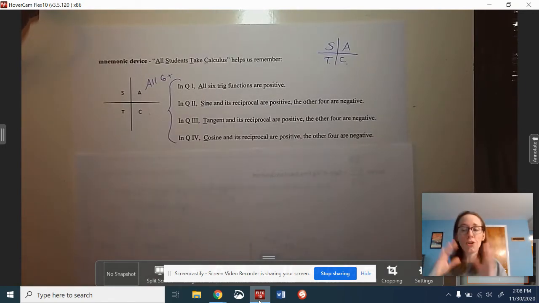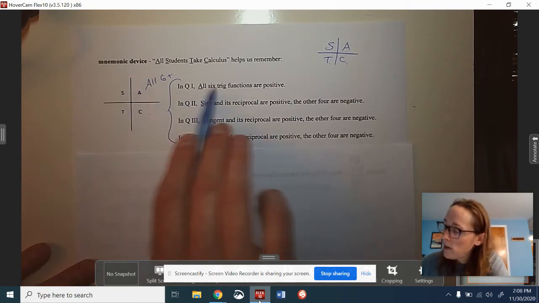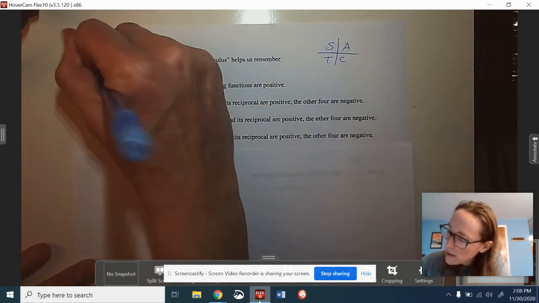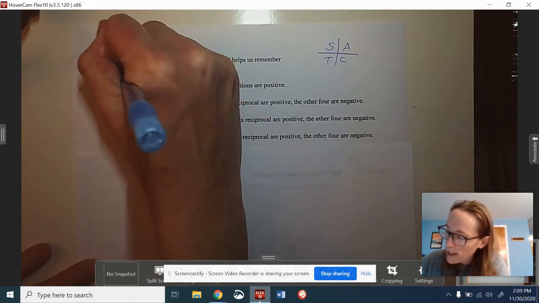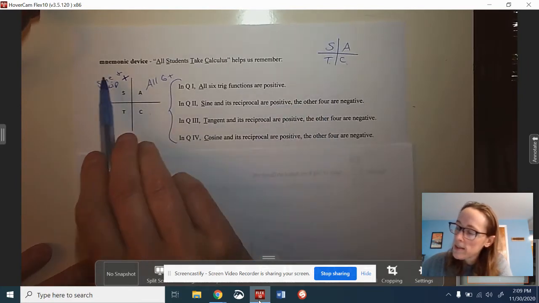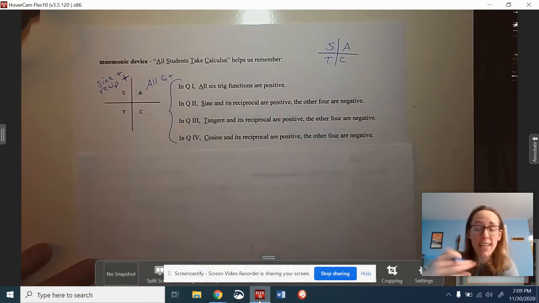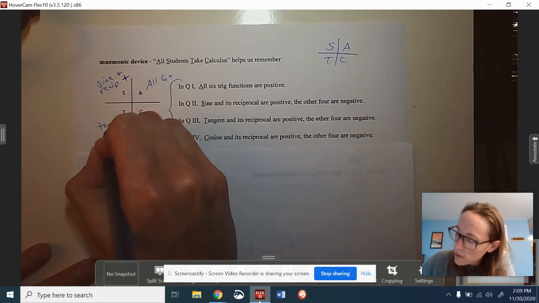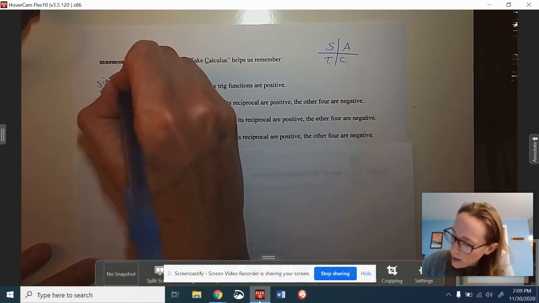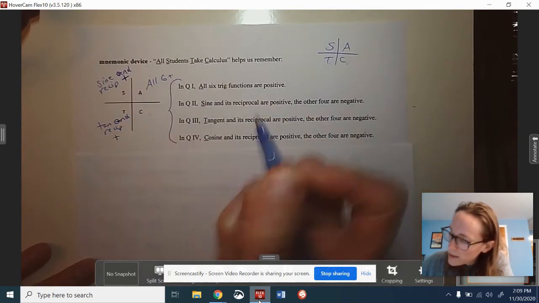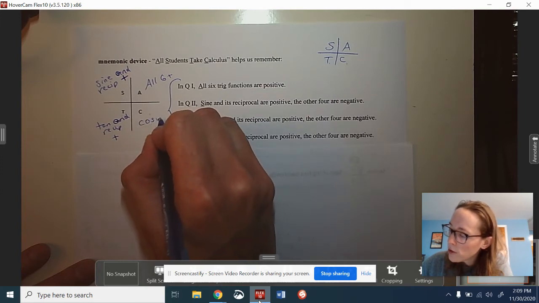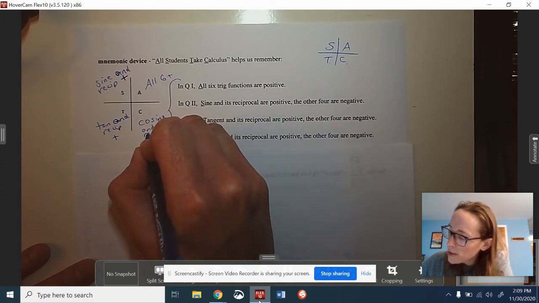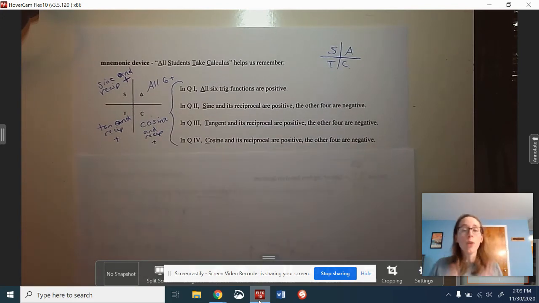Okay, so if you printed the worksheet, you're all set. Otherwise, you want to write this down, and you might just write it here. All 6 positive. Sine and reciprocal positive. That'd be a quicker way to write that if you have to write all that down. Everyone else is negative. T stands for tangent, and tangent and its reciprocal are positive. Cosine and its reciprocal are positive. Everyone else is negative.